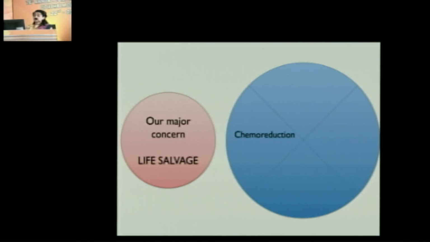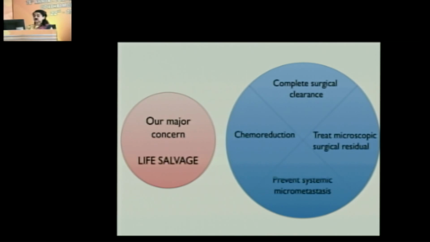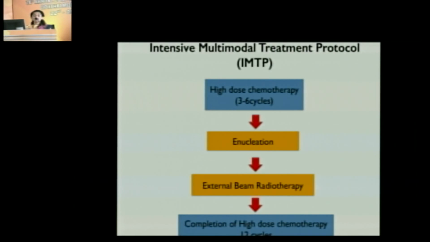We needed chemoreduction. We wanted this large tumor to shrink down. We also needed a complete surgical clearance, to treat the microscopic surgical residual in the orbit so that it doesn't recur, and also try and prevent systemic micrometastasis, and thereby increase the life salvage in these children. So this particular protocol was put forward by Dr. Honavar, and we worked on this during my fellowship with him. It is the intensive multimodal treatment protocol that we administer for these children with orbital retinoblastoma.